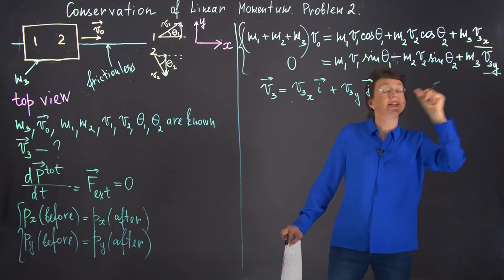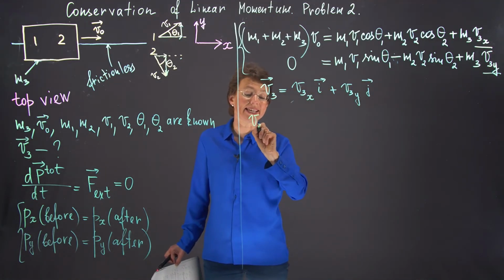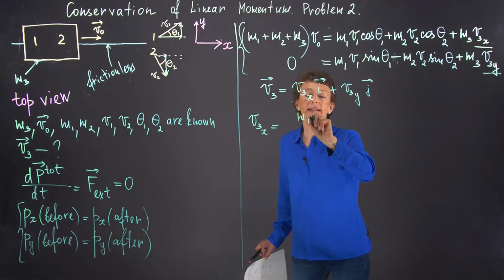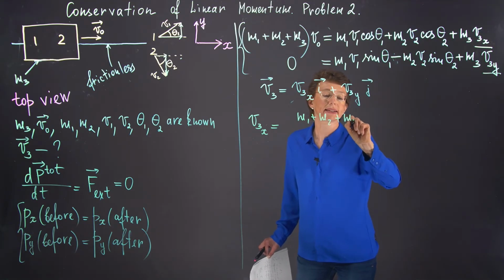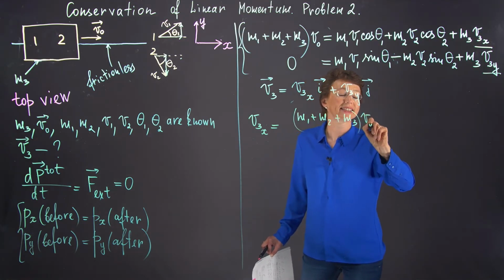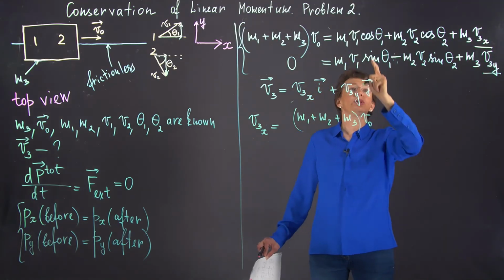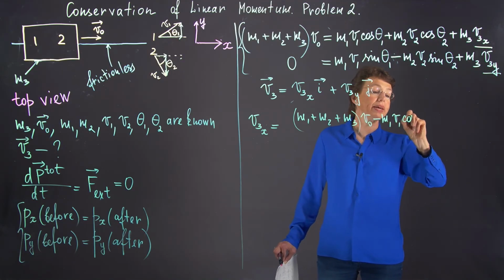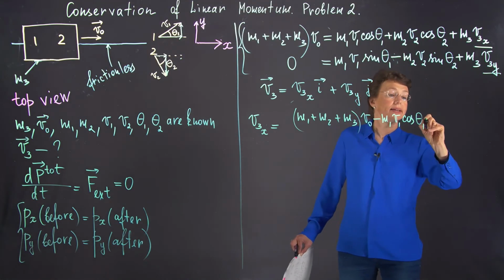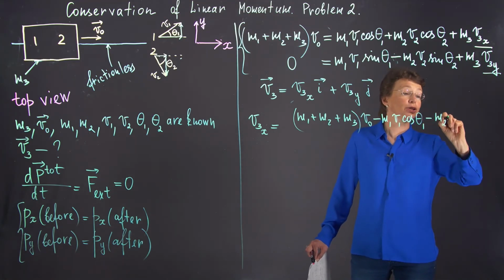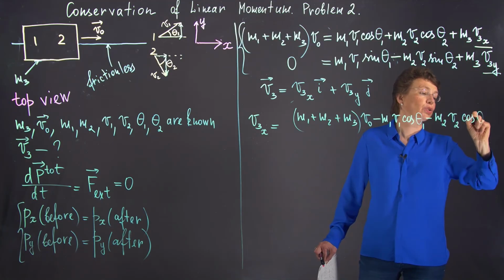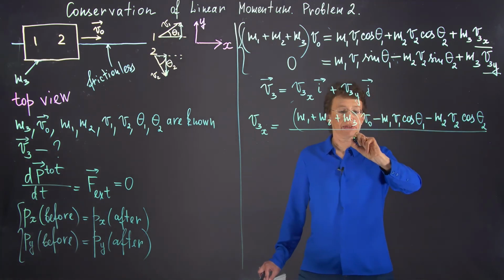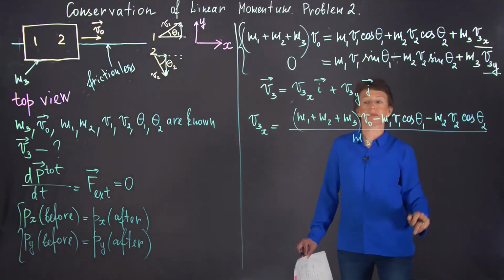Now let's solve for v3x and v3y. What will be v3x? It will be m1 plus m2 plus m3 times v0, minus m1 v1 cosine theta 1, minus m2 v2 cosine theta 2. And I have to divide all this by m3. And this is my v3x.